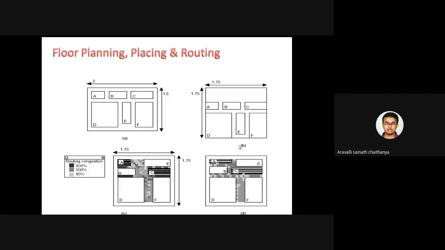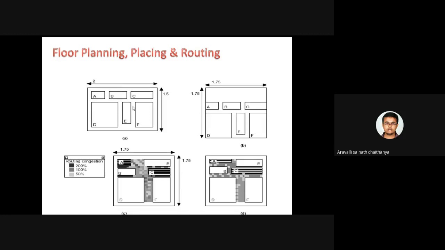Next is floor planning. Okay, system partitioning, floor planning, placement and routing. So this is how some blocks here are randomly placed in this area. So what happened after this? Okay. So this is approximately giving me an area of 3 square centimeters, and this is approximately giving me an area of 3.05 square centimeters.